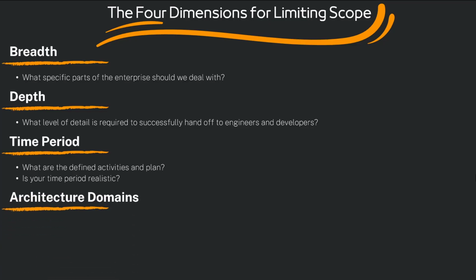The final dimension is in architecture domains. The architecture domains is where we limit the scope in any of our BDAT domains. That's our business, data, application, and technology. The question we will ask here is, do you have time to use all four? Will you use all four? And again, to what specific level in that?